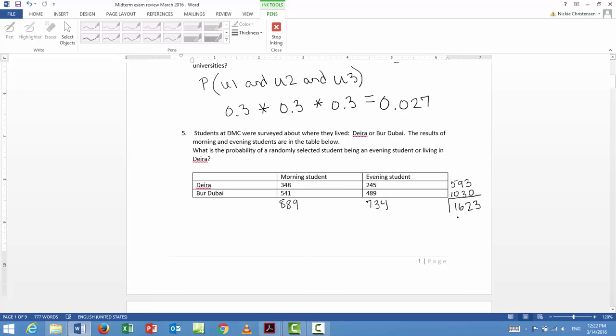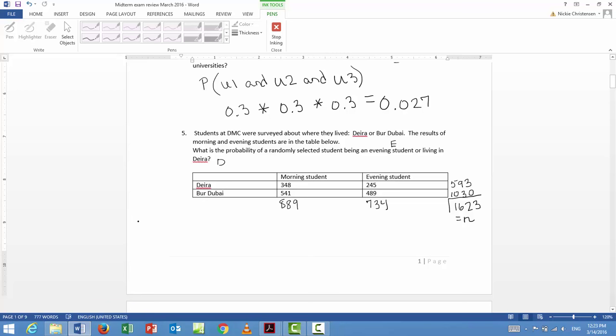Okay, because guys, this is our sample space. That's our n. So sometimes students ask me, oh, well, what if I sum these two and then the sum of these doesn't match? Well, you made a mistake somewhere, so you need to go back and check your addition. Okay, so now that we've done the groundwork, we can do the actual problem. The question is asking the probability of a selected student being an evening student, so we'll call that E, or living in Dira. We can call that D.